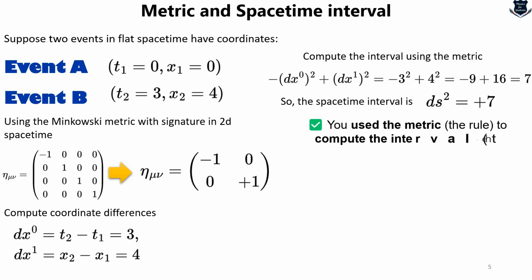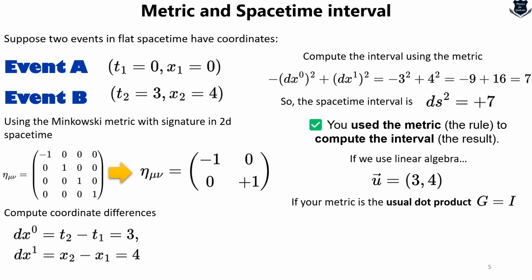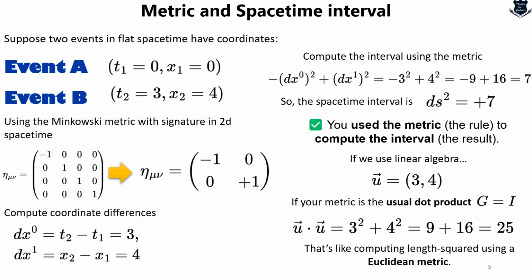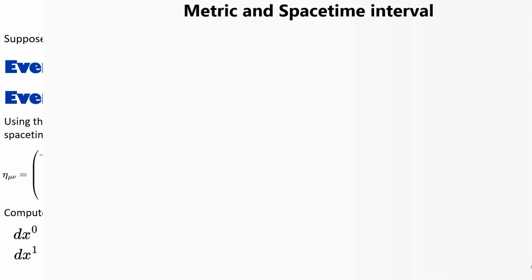So from here we can say that you use the metric, the rule, to compute the interval, which is the result. We also demonstrated that if we use a similar example using linear algebra, and we take a usual dot product where g equals I, the identity matrix, to make things easier, we get something like this, which is 25. So this is nothing special. It is just computing the length squared using the Euclidean metric.